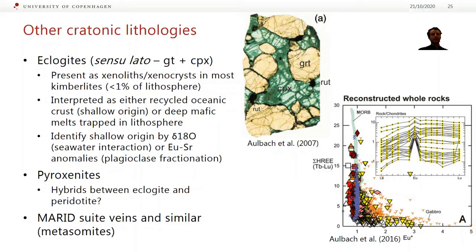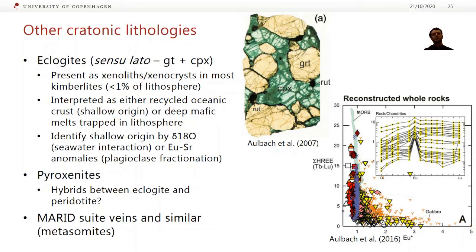These are present as xenoliths and xenocrysts in most kimberlites, but as I mentioned before, they probably don't represent a huge proportion of the lithosphere, and estimates based on xenocryst studies suggest that it's only about 1%. These are generally interpreted as either chunks of recycled oceanic crust, so this would be some crust that gets subducted and either directly incorporated into cratonic mantle, or it circulates the asthenosphere for a while and eventually ends up getting stuck in a craton for whatever reason.